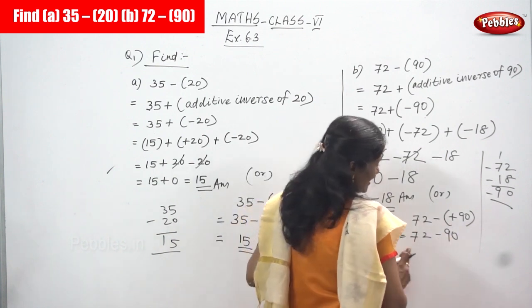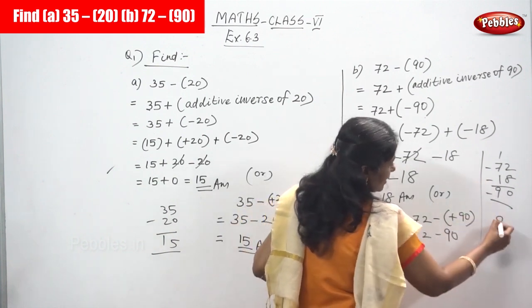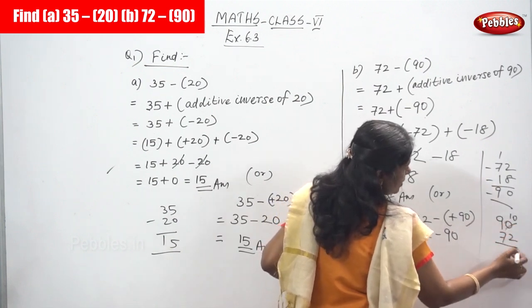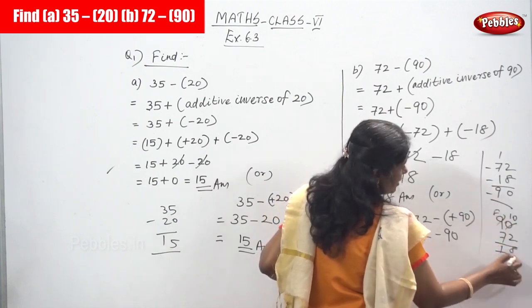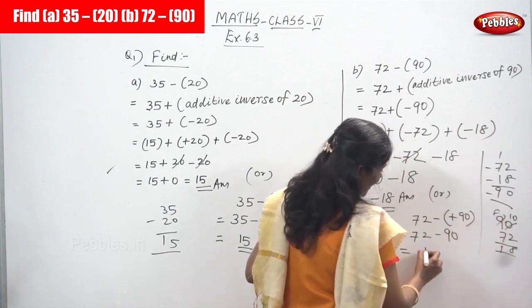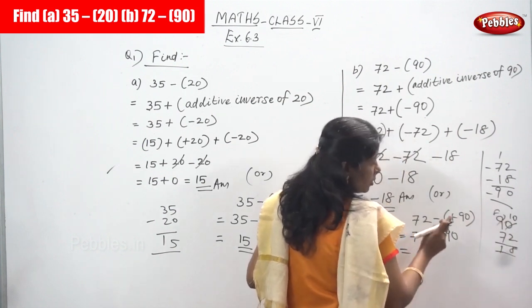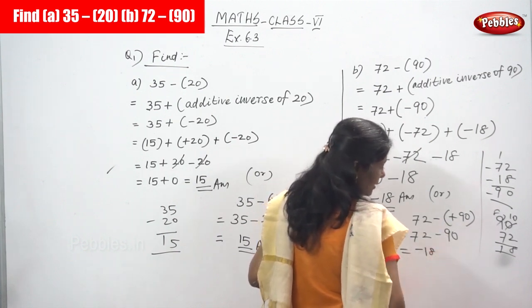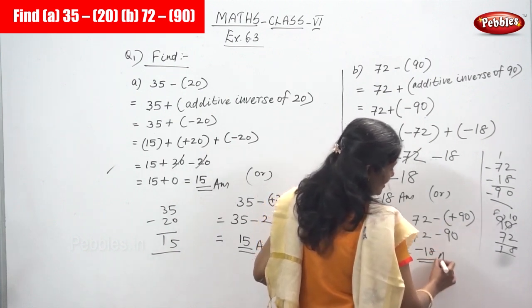So 90 minus 72, you know the answer: 90 is going to be subtracted by 72. So 10 minus 2, 8. Here the 9 becomes 8. 8 minus 7, 1. The answer is 18. Then you have to write the bigger number's sign. You have to insert the bigger number's sign. The answer is minus 18.